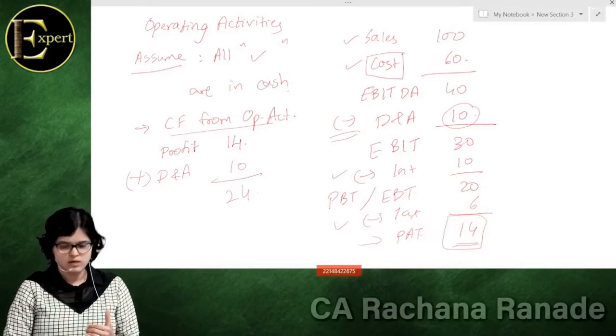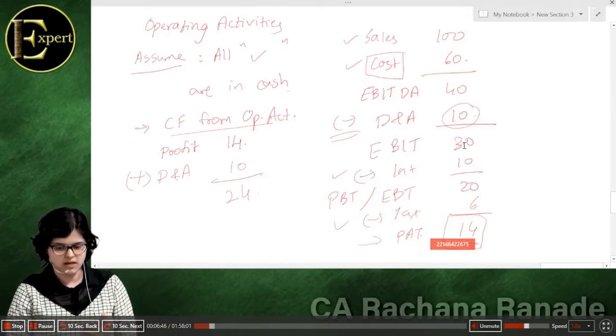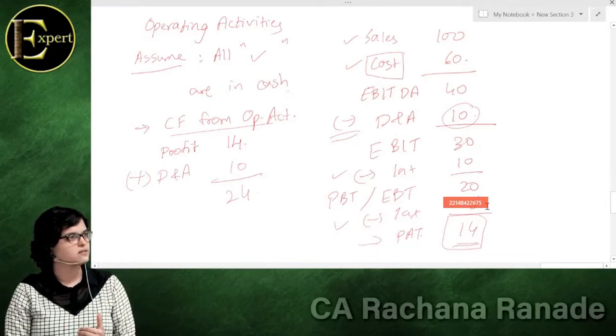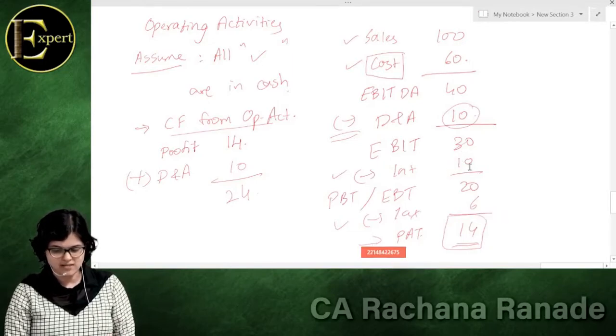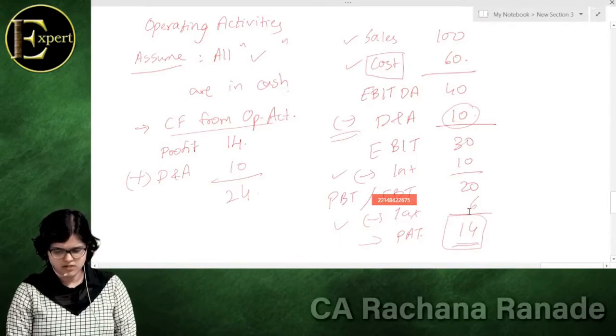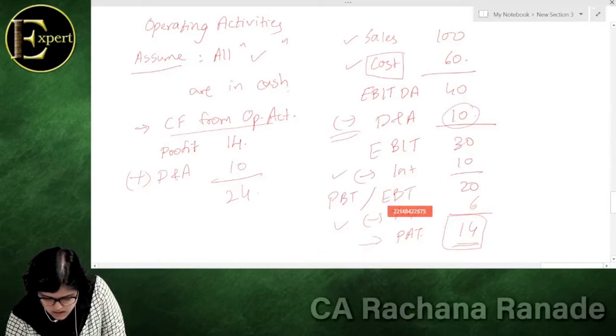So we deduct interest of 10 rupees. What we are left with is 30 minus 10, which is 20. From this 20 I will deduct tax at 30%. We are left with 14. If you have a doubt as to why this is 10, this is just an example. 6 rupees, this is tax. Just below EBIT, this is interest.